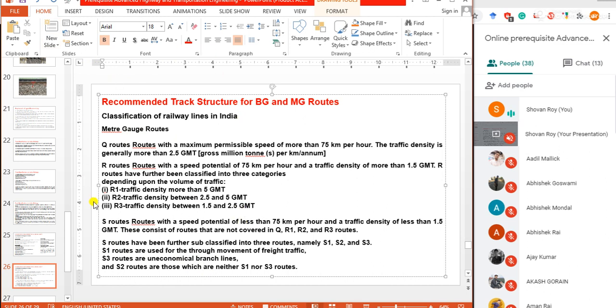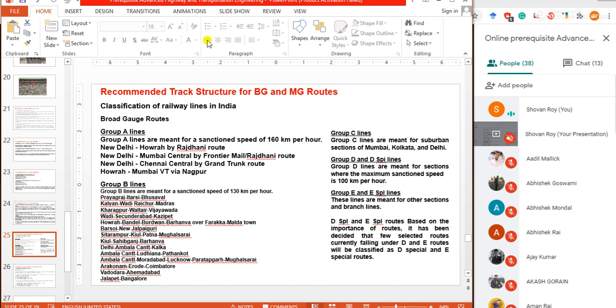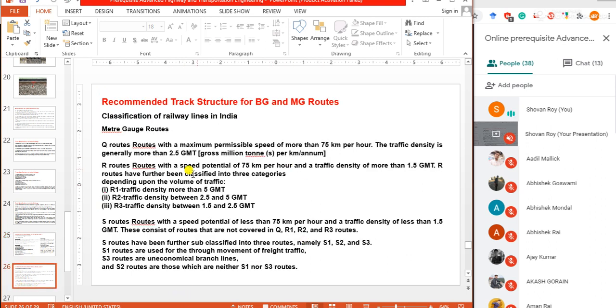Okay, these are the routes under meter gauge routes. Classification of broad gauge routes, classification of meter gauge routes. Under meter gauge routes, Q routes, R routes, further R1, R2, R3, and S routes, further S1, S2, S3. Q routes are more than 75 km per hour, R routes have a potential of 75 km per hour, and S routes are less than 75 km per hour.